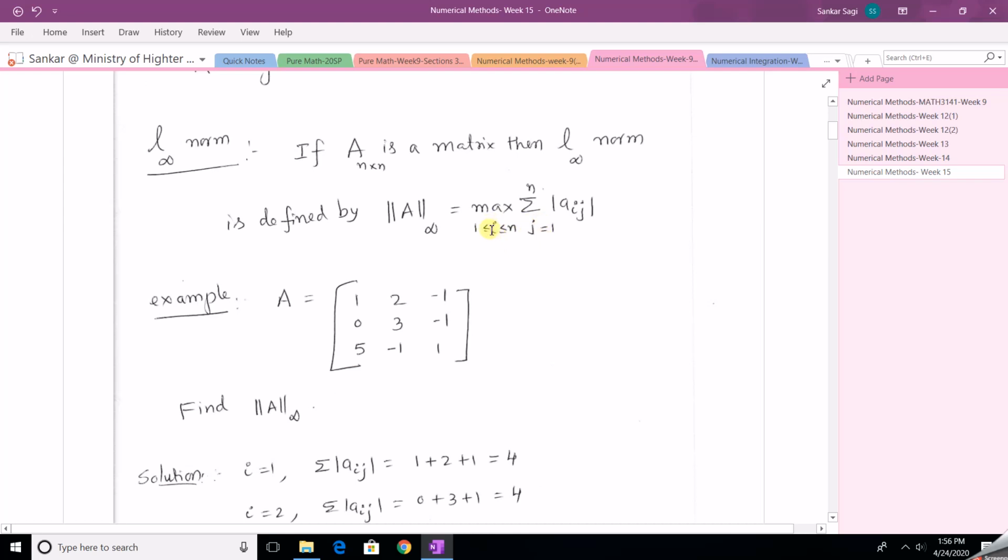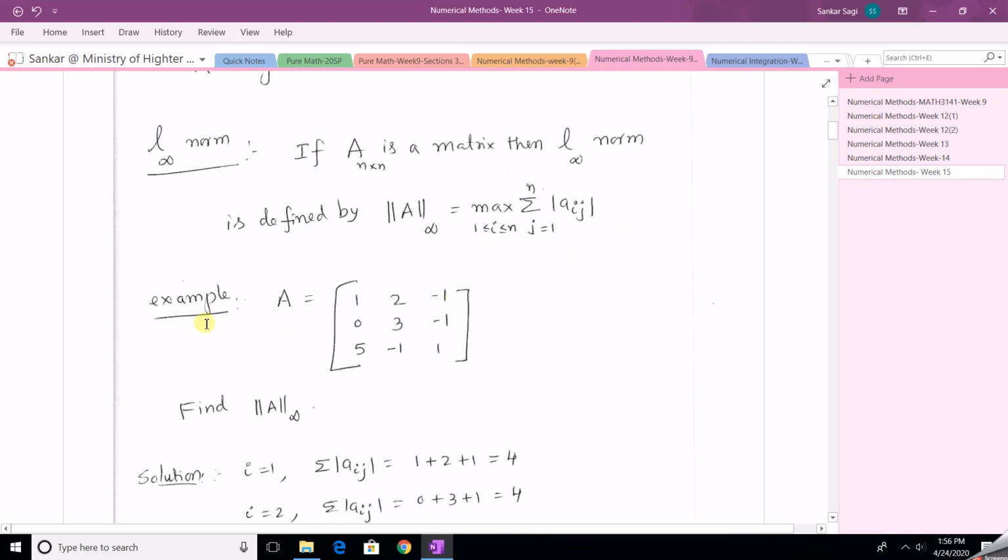So for each row we find the sum, sigma is the sum of the absolute values of the elements in that row. So for each row we find the sum of the absolute values of all the elements in that row. After that we find the maximum of all those sums, and that we call the L infinity norm. So we will look at this definition in the following example.